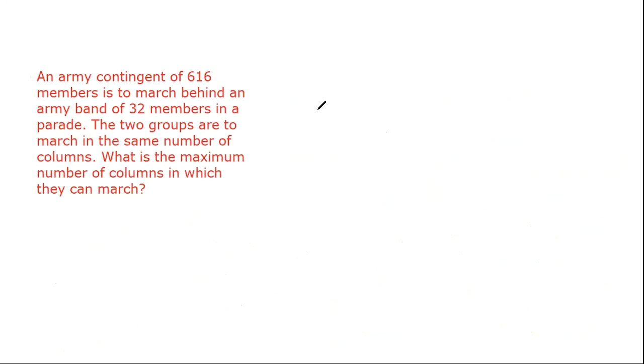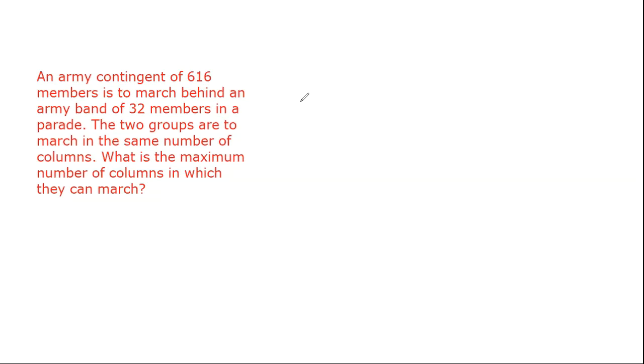This is a word problem. An army contingent of 616 members is to march behind an army band of 32 members in a parade. The two groups are to march in the same number of columns. What is the maximum number of columns in which they can march? This is the question. Let's see.